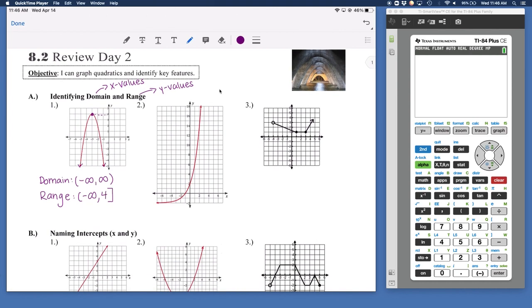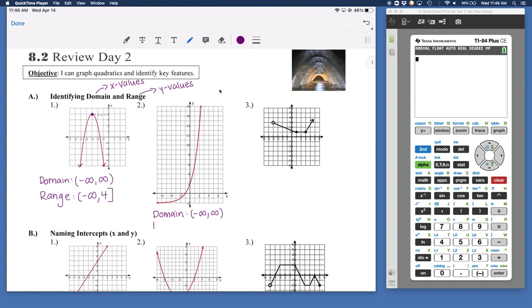Okay, let's look at the next one. Remember, this is an exponential graph. So your domain, not that that matters, but it's just good for remembering. Your domain will go all the way, let's see how far left. It keeps going to the left and left and left. So it goes to negative infinity. And then it goes up and to the right, so it goes to positive infinity.